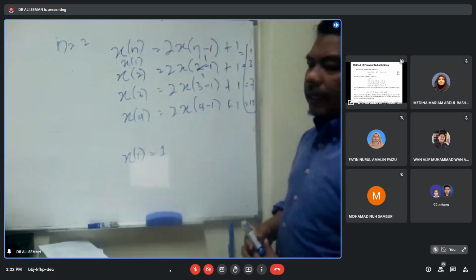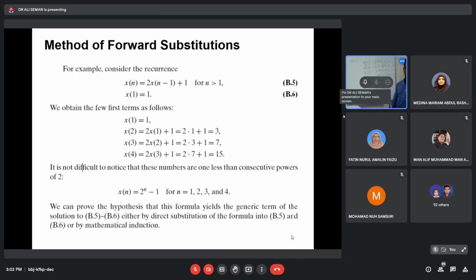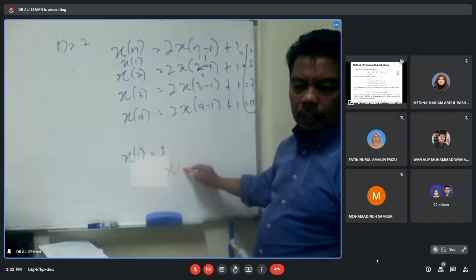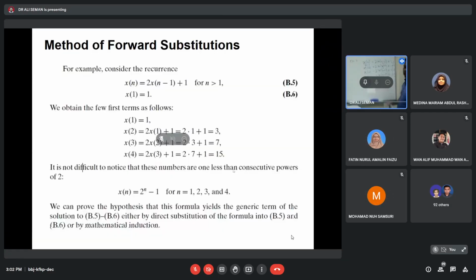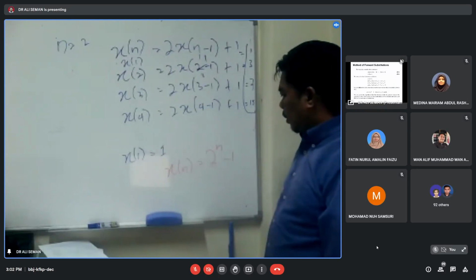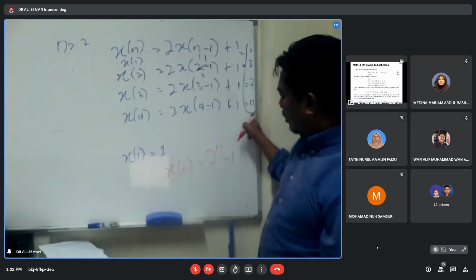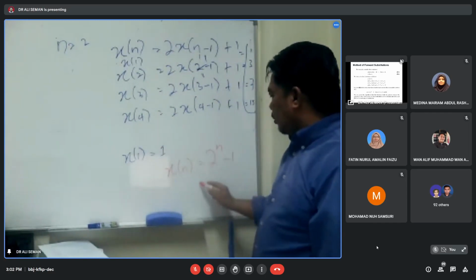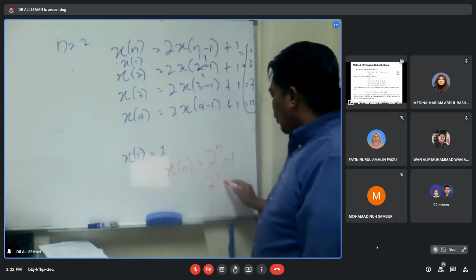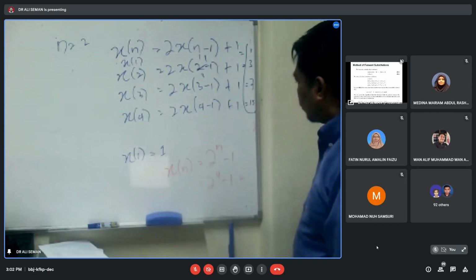But here we can conclude it is not difficult to notice that these numbers are one less than consecutive powers of 2. So we may write the formula like this: x of n equals 2 to the power of n, minus 1. Is it correct? Let's try. If here n equals 4, that means 2 to the power of 4 minus 1. What is the answer?